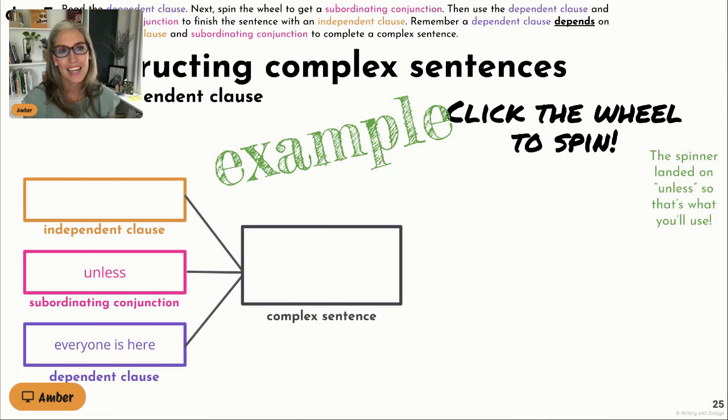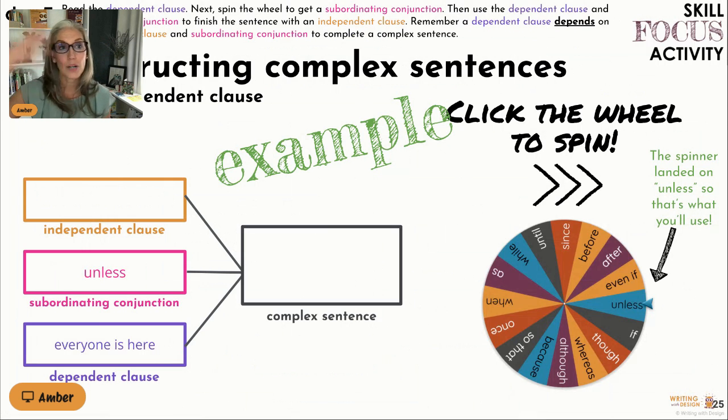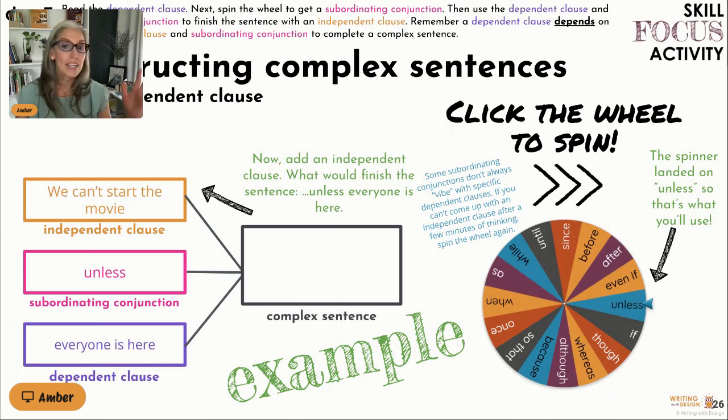All right. And here we go backwards for our last day together, day 5 of the SFA. We're going to start with a dependent clause: Everyone is here. Let's say we spun the wheel again and we landed on unless. Now we've got to think about what that independent clause could be. Something unless everyone is here. We can't start the movie. Oh, okay. We can't start the movie unless everyone is here. Or, unless everyone is here, we can't start the movie.